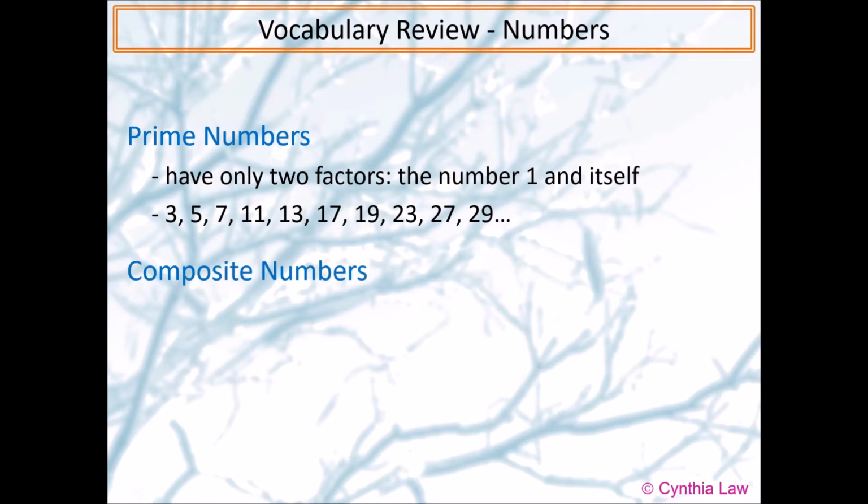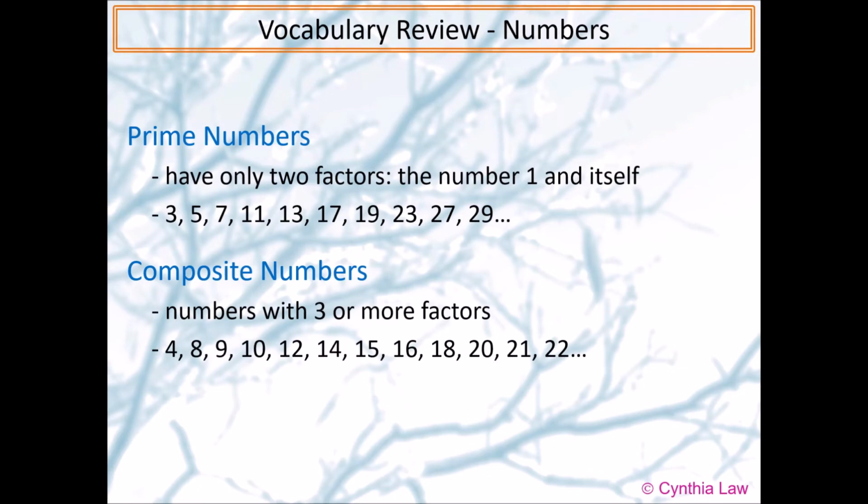On the other hand, we have composite numbers. They have 3 or more factors. So we have 4, 8, 9, 10, 12, 14, 15, 16, 18, 20, 21, 22, etc.